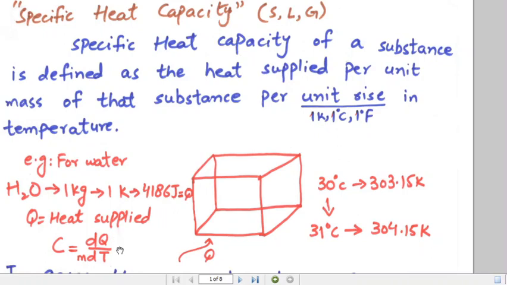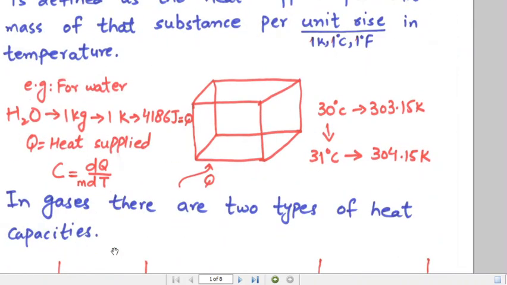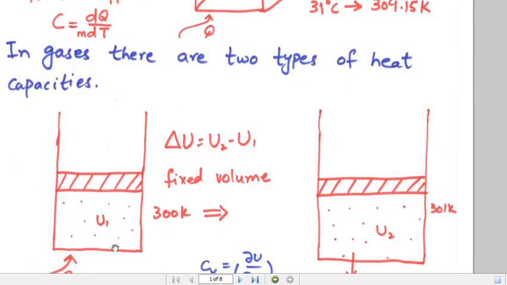So the heat capacity is always the ratio of heat added to the temperature rise, but this ratio is not well defined because it depends on the conditions on which the heat is added to a system. That is, we can add heat to any system by two means. We can add heat to the system at constant volume, or we can add heat to any system at constant pressure. So let's consider a system at constant volume in which you are adding heat to a gas.